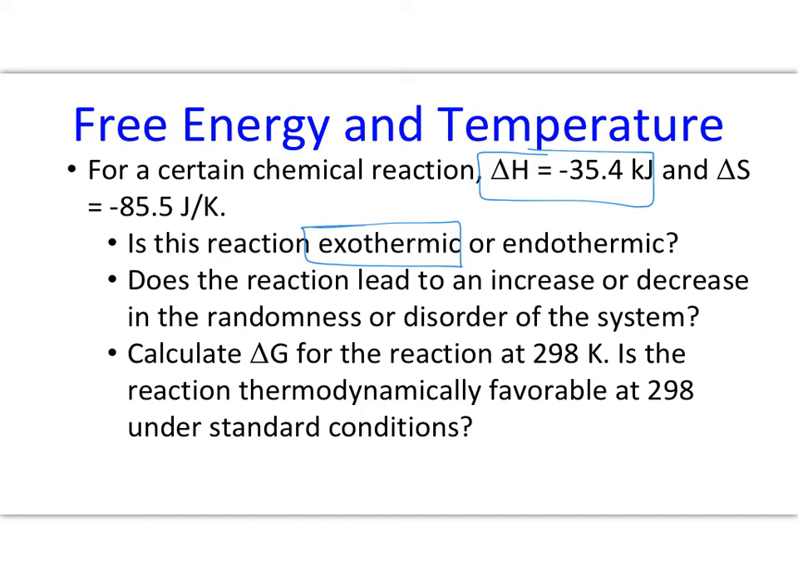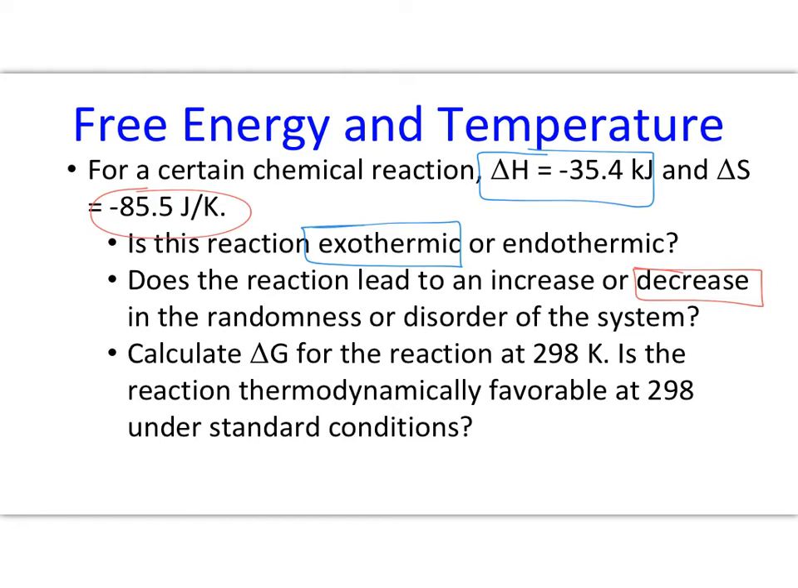The second question is asking us, does the reaction lead to an increase or decrease in the randomness or disorder of the system? In other words, is there an increase or decrease in entropy? And because we have a negative value for entropy, that is going to lead to a decrease in the randomness or disorder of the system. So we have an exothermic reaction, yet there's a decrease in entropy.